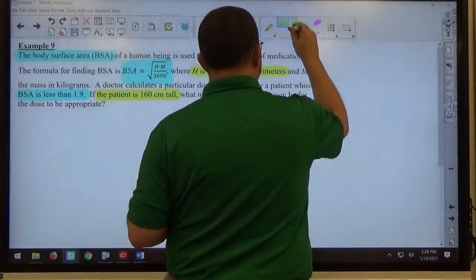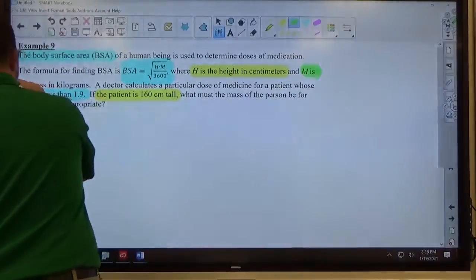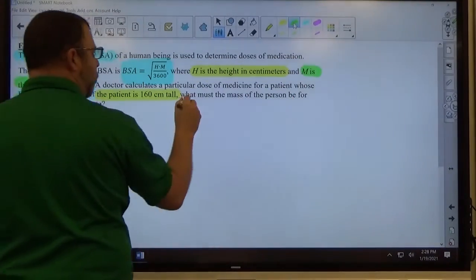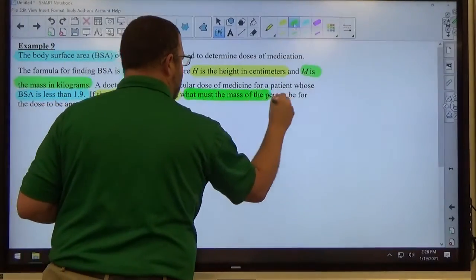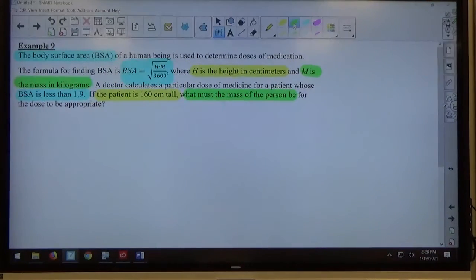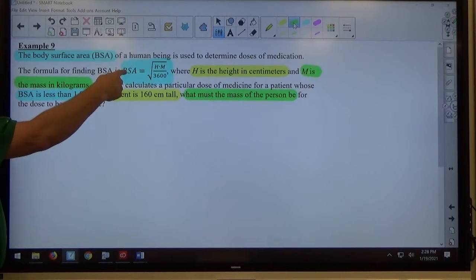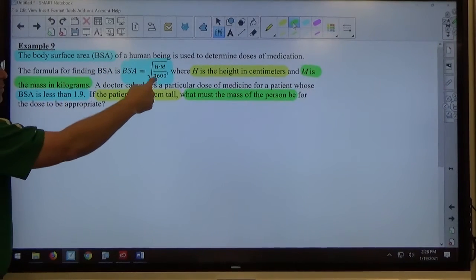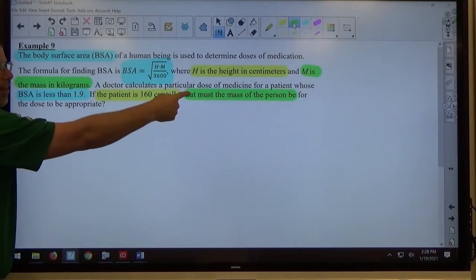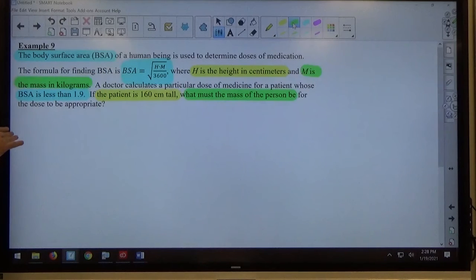And finally, M is the mass in kilograms. What must the mass of the person be? They're asking you to find M. They're giving us the BSA, so 1.9 goes there. They're giving us H, 160 goes there. They're not giving us M, so we're leaving M a variable. And this formula here is all we need, right?